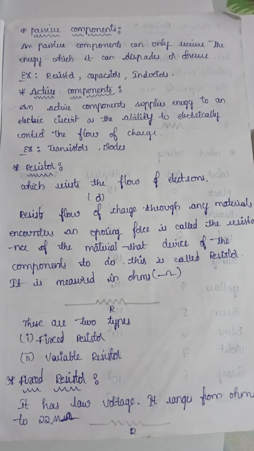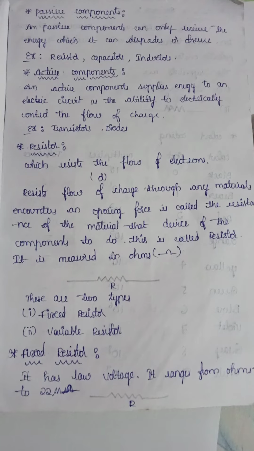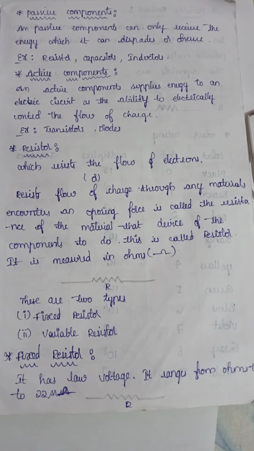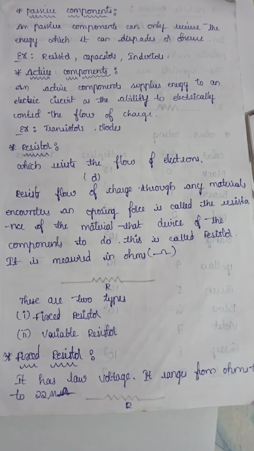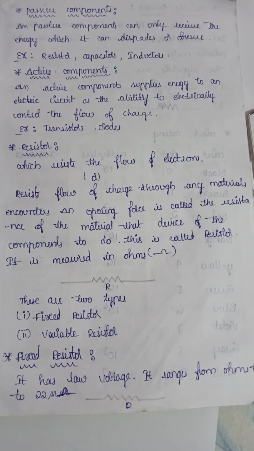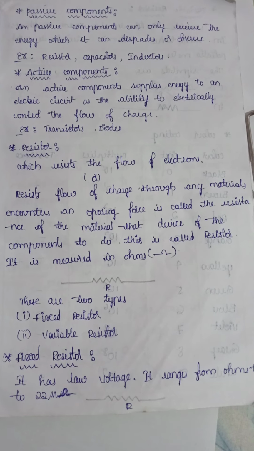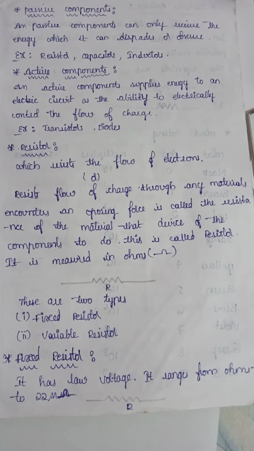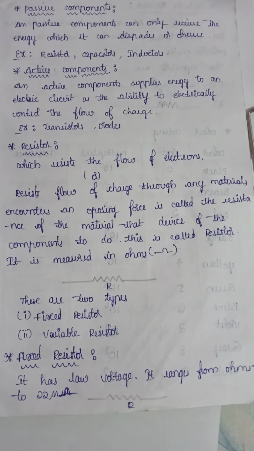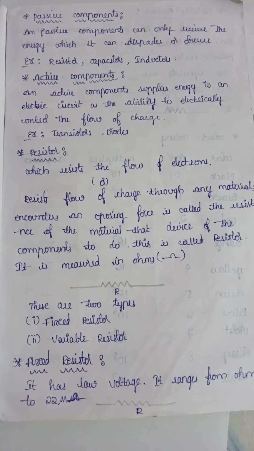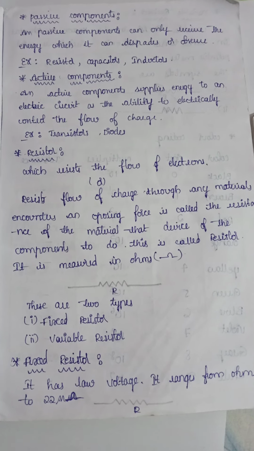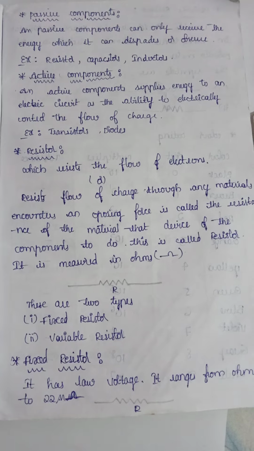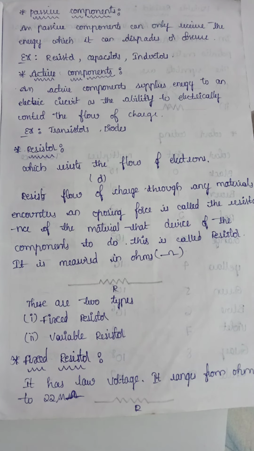Coming to the passive components, the first example is the resistor. A resistor resists the flow of electrons, or it resists the flow of charge. Any material that encounters an opposing force is said to have resistance. The device or component that does this is called a resistor. It is measured in ohms. There are two types of resistors, fixed resistor and variable resistor.